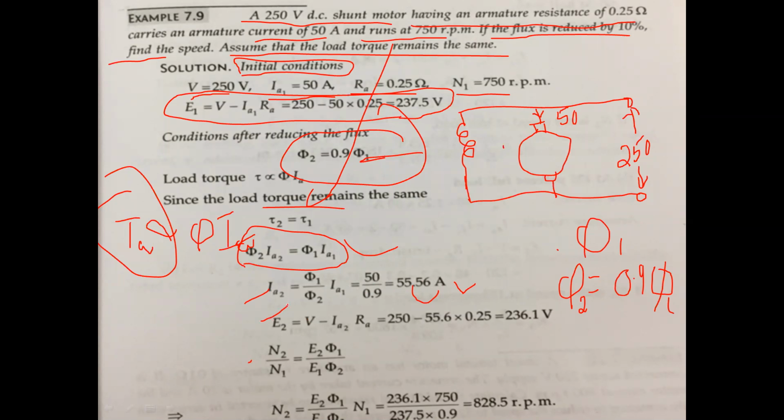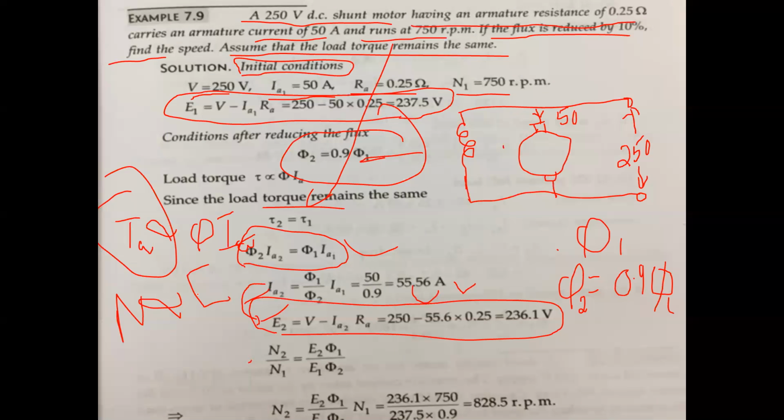Then you calculate the back EMF. After calculating the current, calculate the back EMF. So this is the back EMF value in the second case, the final condition. Because we know that speed is proportional to back EMF by flux, N2 by N1 equal to EB2 by EB1 into phi1 by phi2. From this relation we calculate the speed: 828.5. Initial speed is 750, second speed is 828.5.